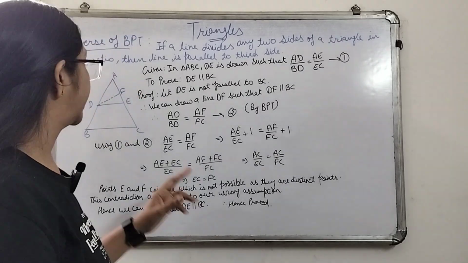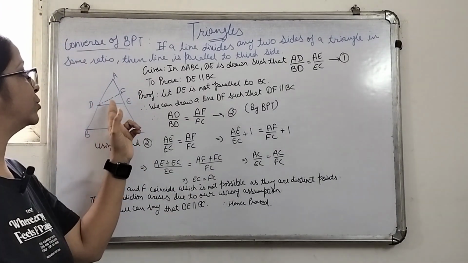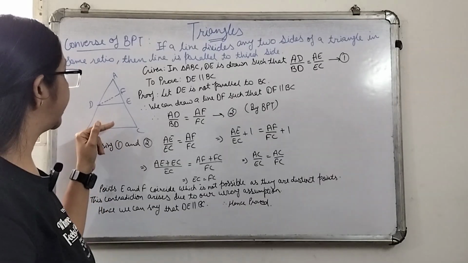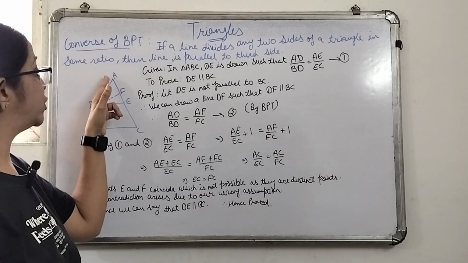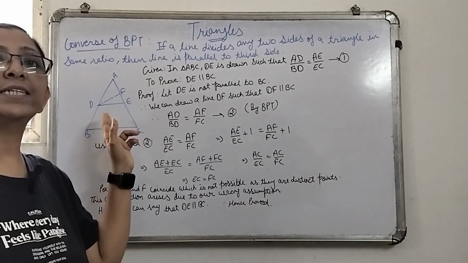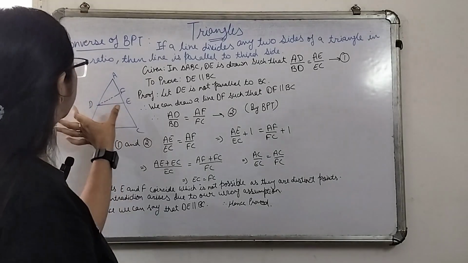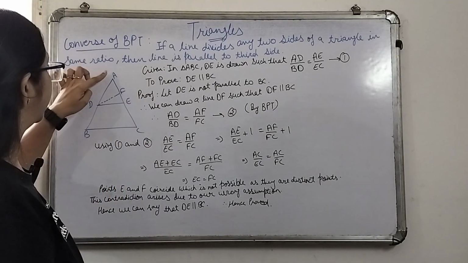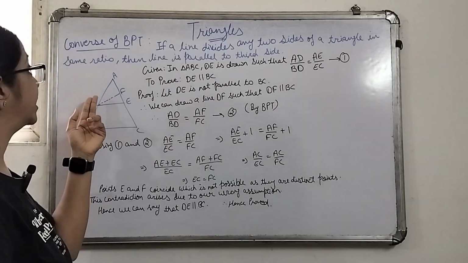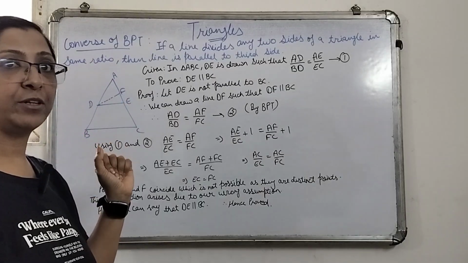As per BPT, if in a triangle we draw a line parallel to any one side of the triangle, intersecting the other two sides at distinct points, then these points will divide the other two sides in the same ratio.